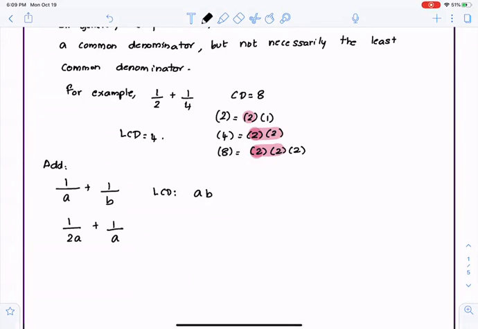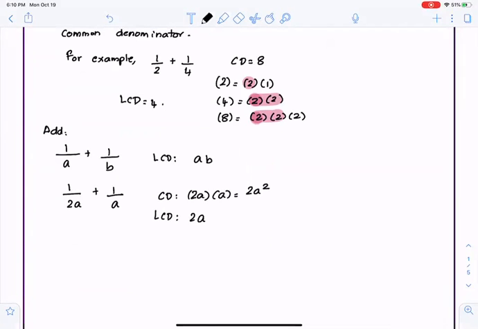Suppose we have 1/2a and 1/a. Now, one of the common denominators is simply 2a times a, which is 2a squared. But 2a squared is not the least common denominator. It is a common denominator that would help us in solving the problem, and I'll show you how, but it's just not the least common denominator. The least common denominator in this case is just 2a.